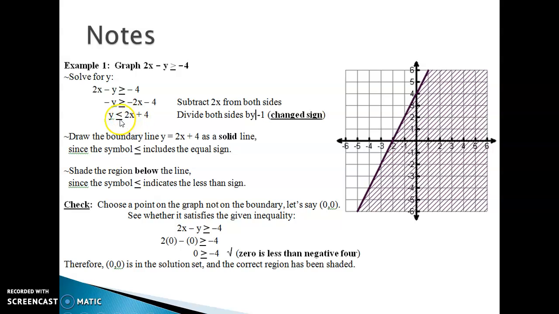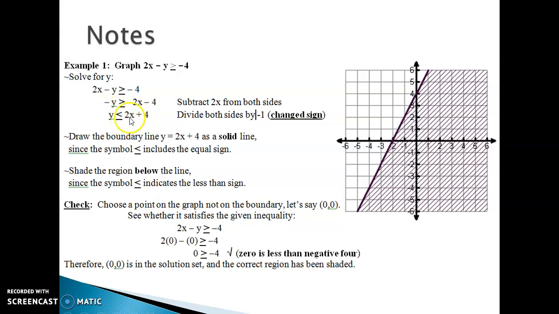Remember I said, if there's a solid line, that means it has to have an equals to in the inequality symbol. So if there's a line underneath your inequality symbol, you draw a solid line. If it's greater than or equal to or less than or equal to, if there's an equals to line underneath, you draw a solid line.